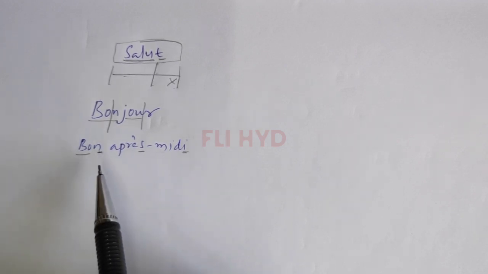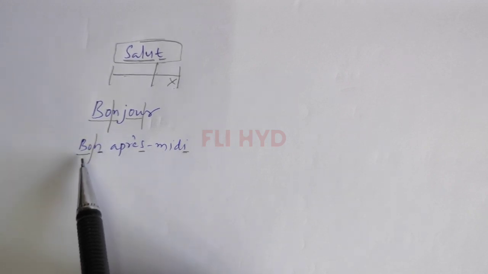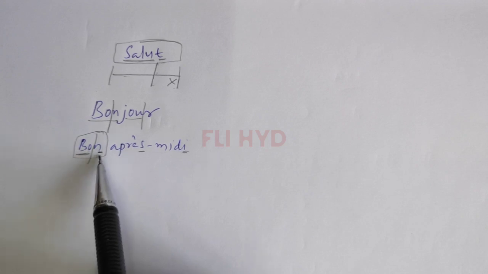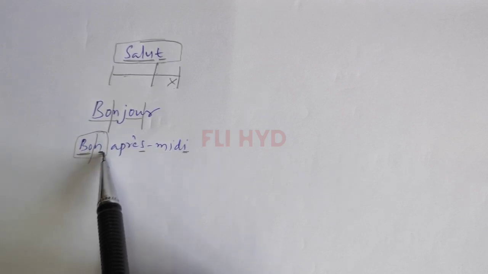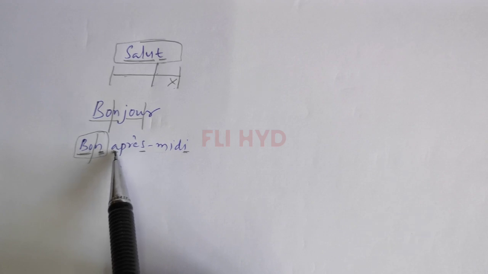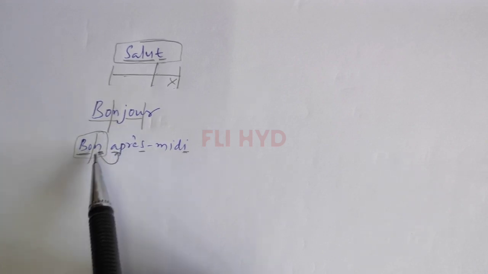But here there is a rule. See here, bon, I am reading till here, bo, as of only one word. I am not reading this N. But if you see, this word is ending with a consonant and the next word is starting with a vowel. So in that case, this N is pronounced in the second word.